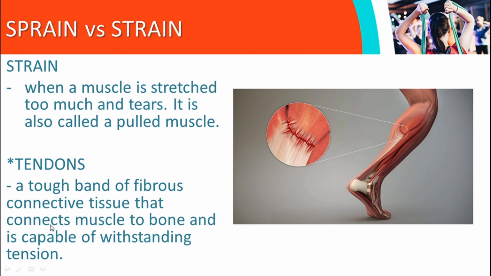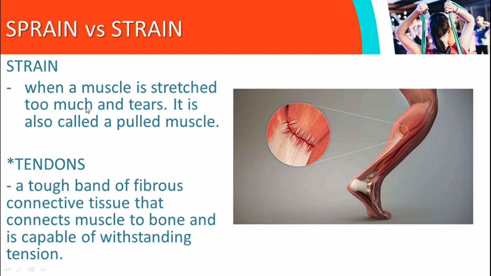Tendons connect muscle to bone, and are capable of withstanding tension. A strain is when a muscle is stretched too much and tears. It is also called a pulled muscle. Pag nag-stretch masyado at napunit yung muscle, that's also called a pulled muscle, and it happens mostly to your tendons.